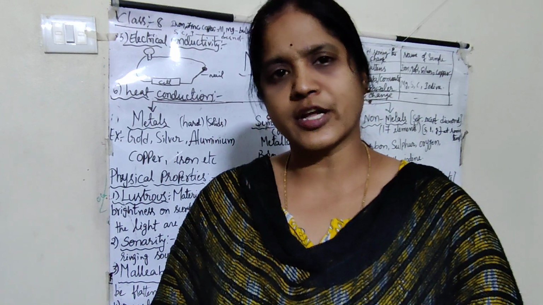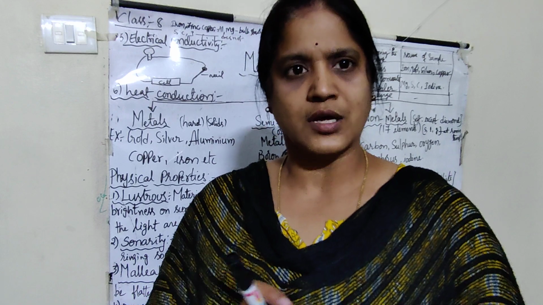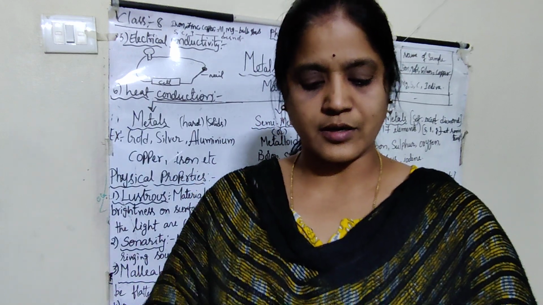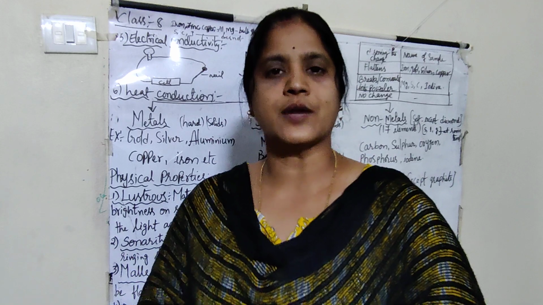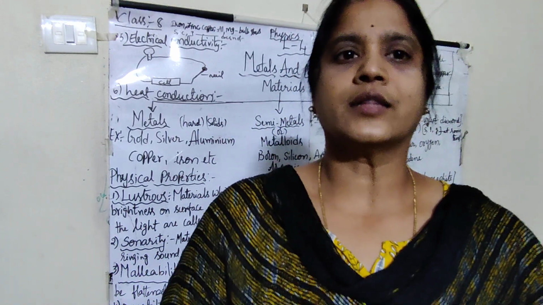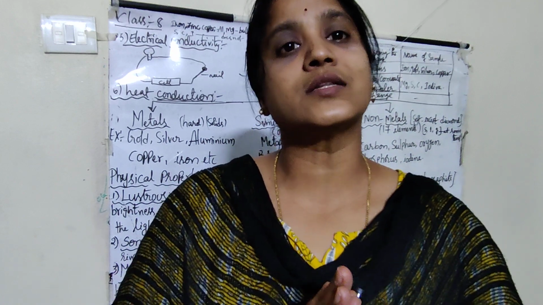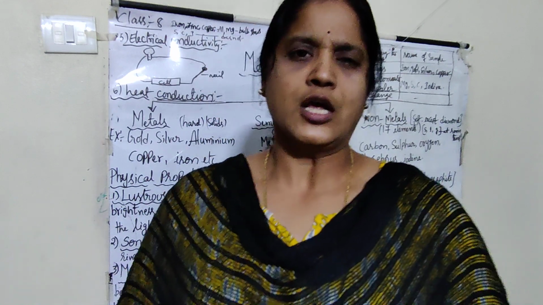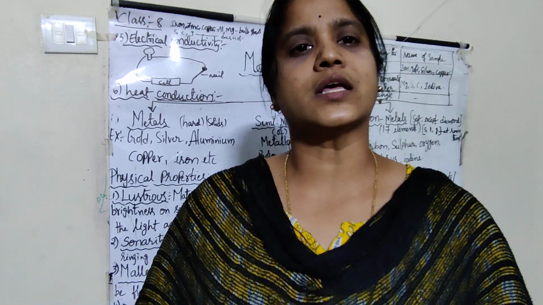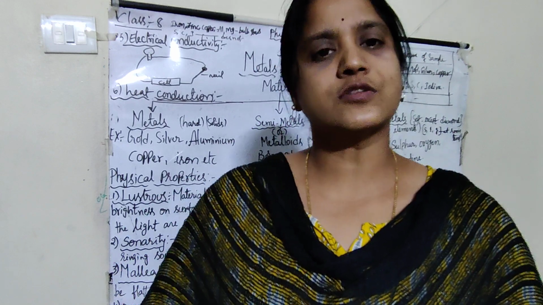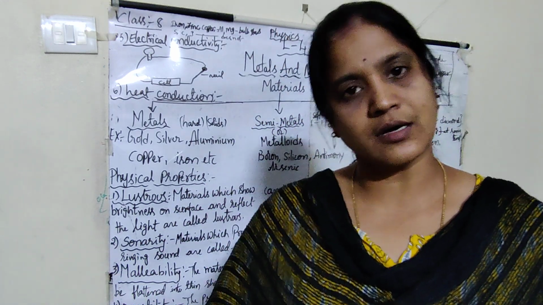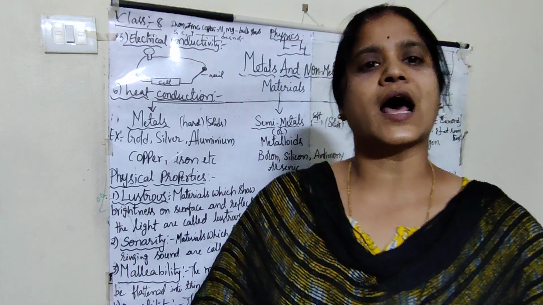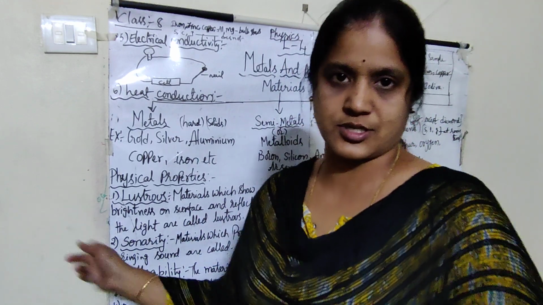So you take the different metals, and suppose you take iron, it is not smooth. So you take some sandpaper and rub it with that sandpaper, then it becomes smooth. Then you observe when light falls on that surface whether the material is reflecting the light or not. Most of the metals reflect the light. So all the metals have the property of luster.